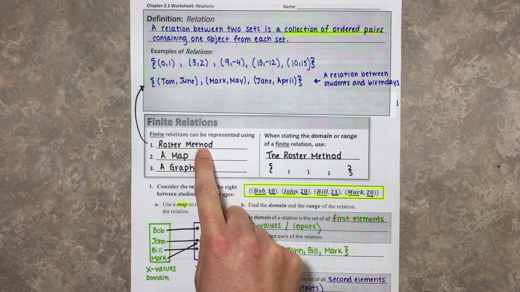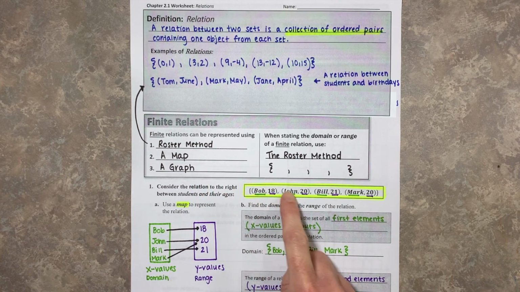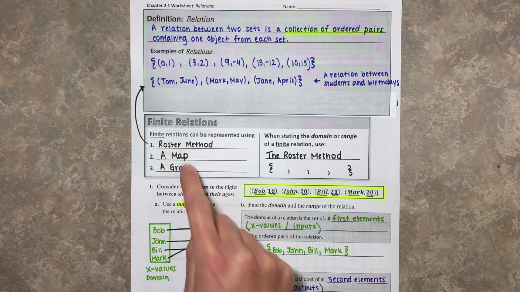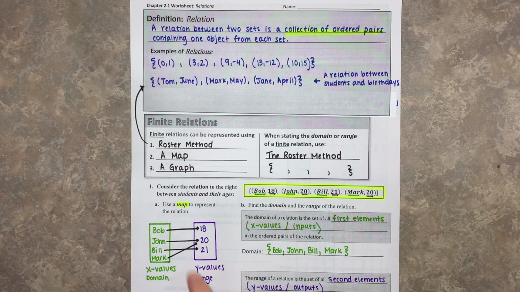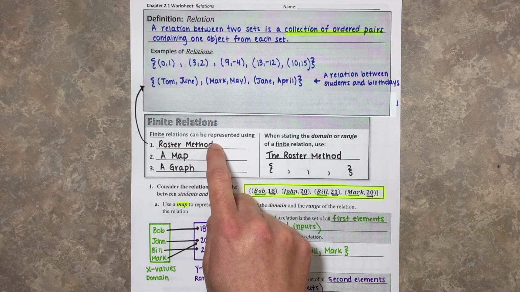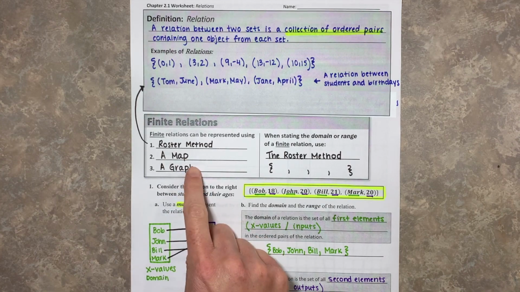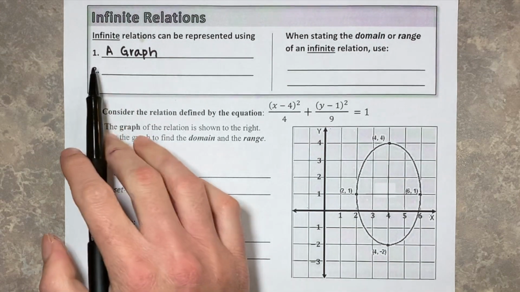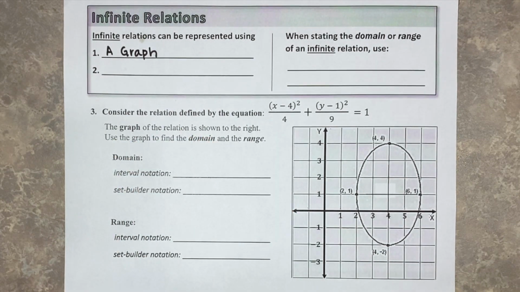The roster method does not work for infinite relations because you could never list infinitely many ordered pairs. A map also does not work for infinite relations because you could never list infinitely many x values and infinitely many y values. So for infinite relations, we don't use the roster method or a map, but we can use a graph. So one way to represent infinite relations is using a graph. And the second way to represent infinite relations is using an equation. We'll see examples of this next.